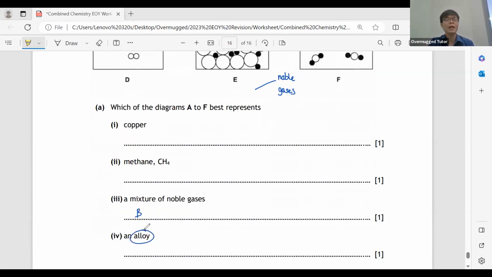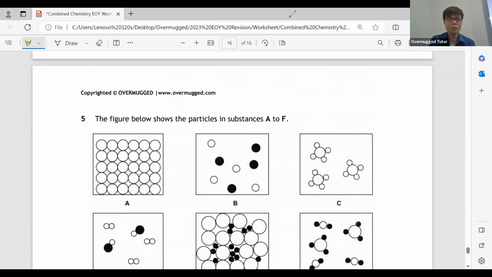Then alloy. Alloy is an example of a mixture. Mixtures don't really have a chemical formula. So some examples of mixtures that you need to know, I'll just write at the top. Air. You all see the seawater already. All those are mixtures. And alloys.